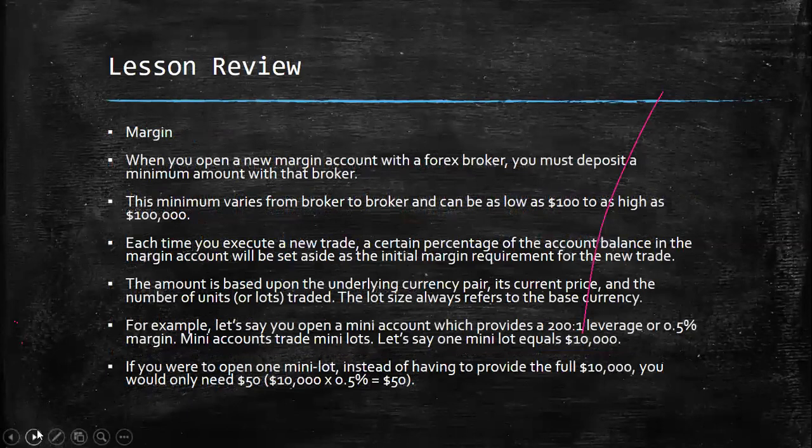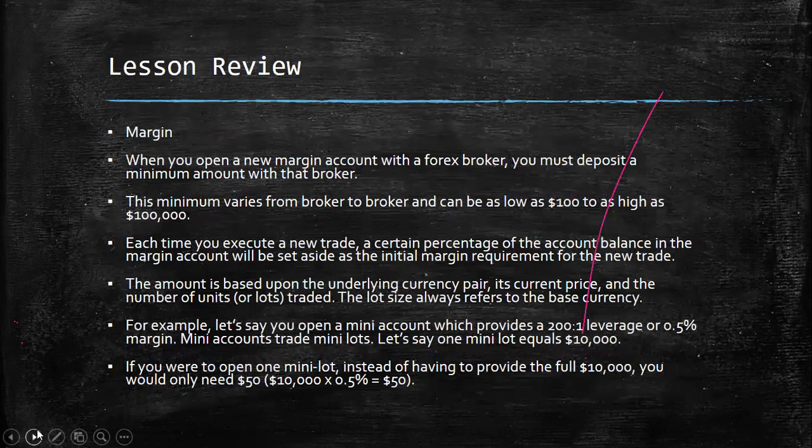What's margin? When you open a new margin account with a Forex broker, you must deposit a minimum amount with that broker. This minimum varies from broker to broker and usually can be as low as $10 or $100 and as high as $100,000. Each time you execute a new trade, a certain percentage of the account balance in the margin will be set aside for the initial margin requirement for that new trade.